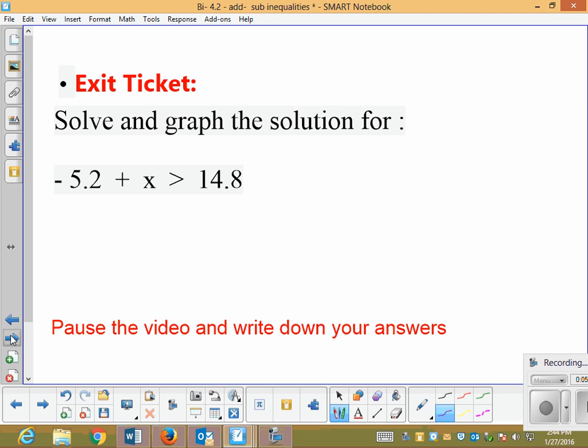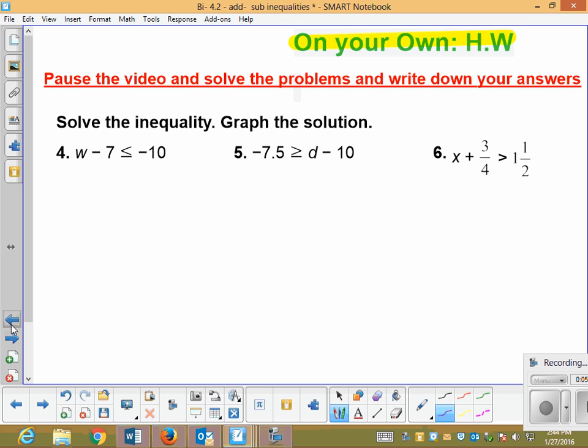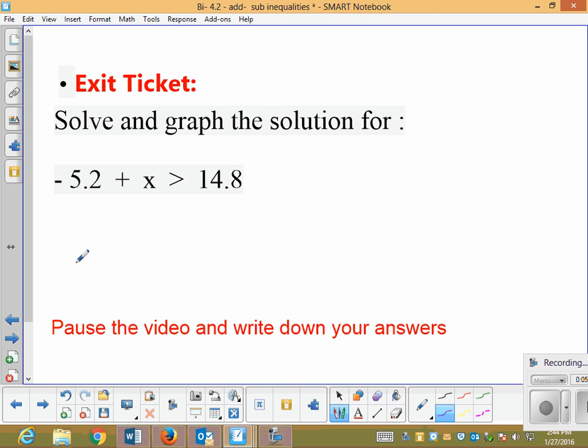All right, exit ticket. Go ahead and solve the following problem below. If you completed the questions 1 through 6, you should be able to have an idea of how to solve this exit ticket.